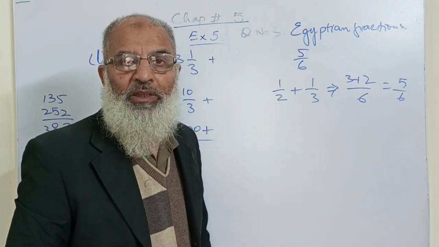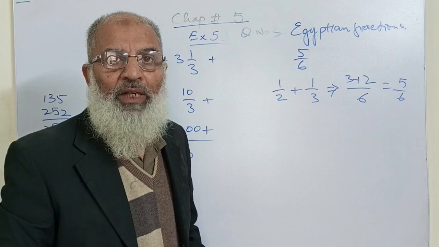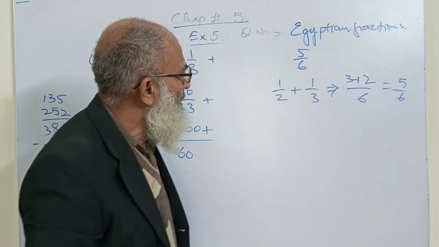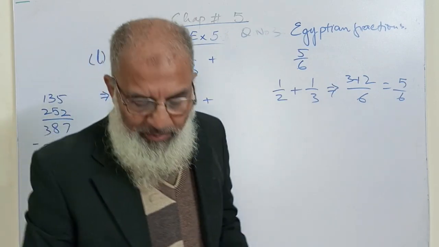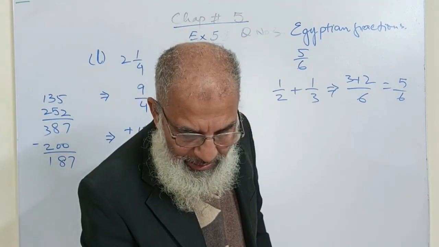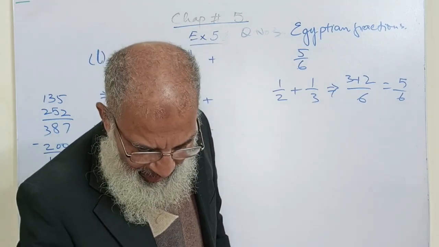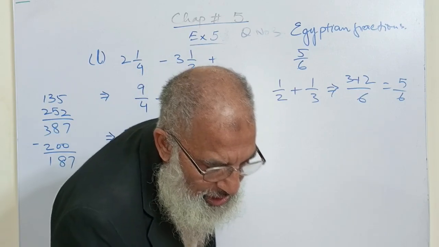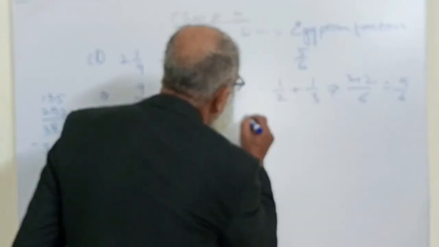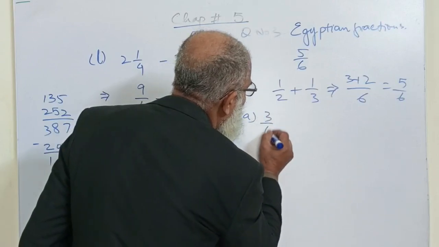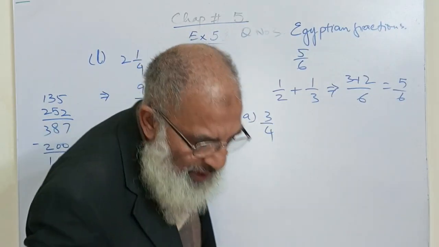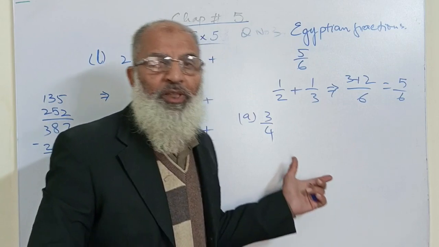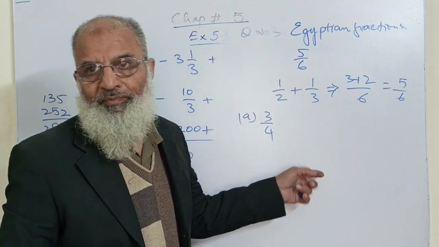So this is the Egyptian fraction. Maybe some Egyptians have done it like this, but this is an obsolete method. But since it has been asked in your book, I am going to solve some questions out of it. Find the Egyptian fraction of each of the following. Now part A is 3 by 4. Now we have to find the Egyptian fraction for this.